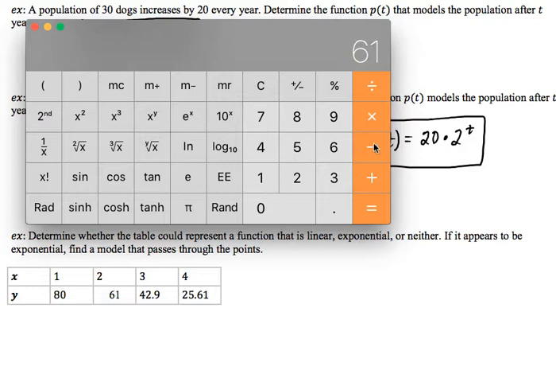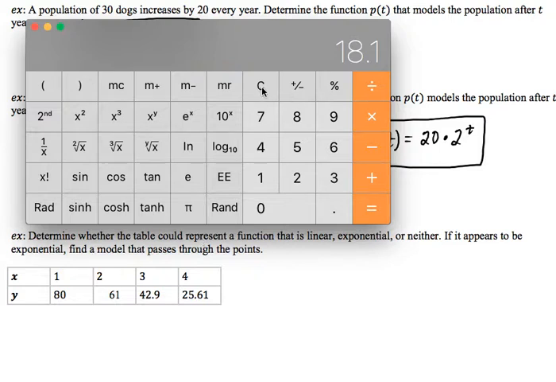But if I do 61 minus 42.9, you can see, okay, it decreased by 19 in the first increment in x, and it decreased by 18.1 in the second. It's going to be a little bit different on the third. So it's not exponential or linear.